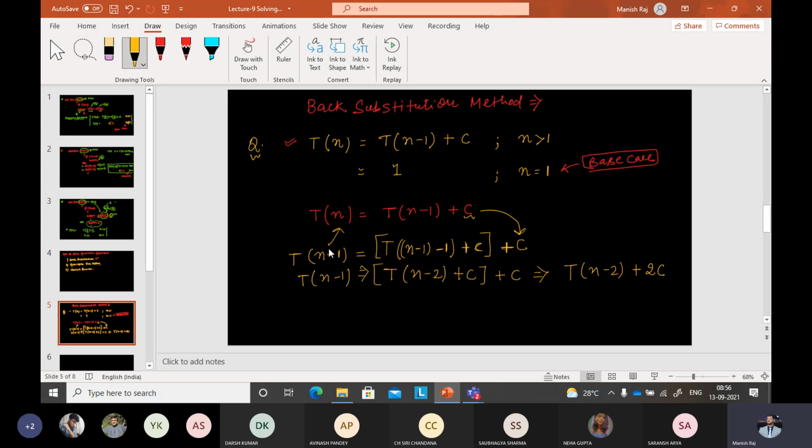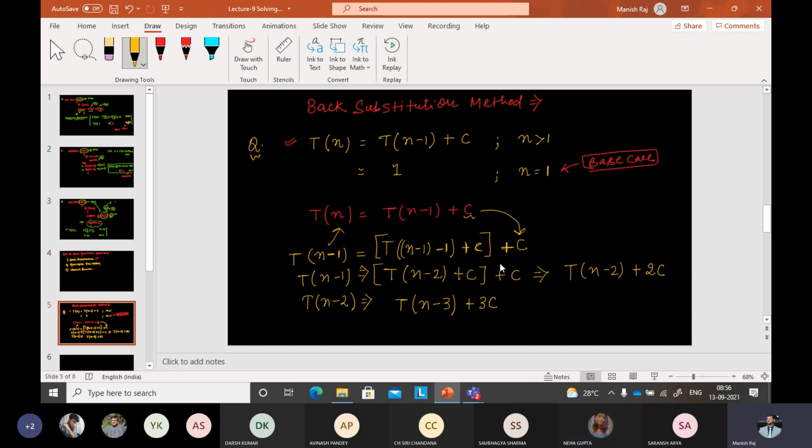ओके, नाउ आई एम पुटिंग, इंस्टीड ऑफ n माइनस 1 में क्या करता हूँ, इसमें n माइनस 2 डाल देता हूँ. सर, t n माइनस 2, व्हाट शुड बी द रिलेशन? सो जस्ट फाइंड आउट द रिलेशन इन दिस टर्म. जल्दी से बताओ, व्हाट शुड बी द वैल्यू? Tn minus 3 plus 3c. टी एन माइनस 3 प्लस 3c.